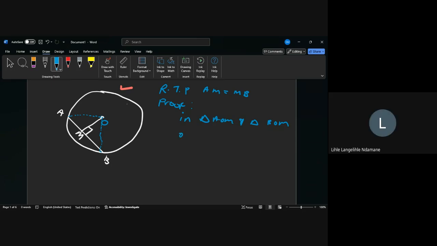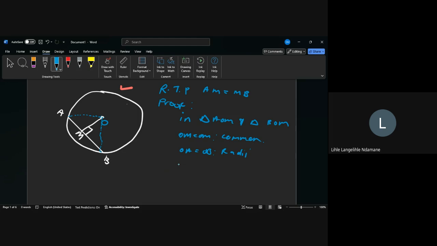OM is equal to OM. And what's your reason? Common. It's common. Then next. OA is equal to OB. Right. And what's your reason? Radii. Okay, you are not done. Remember, congruency needs to prove three conditions. What's next?